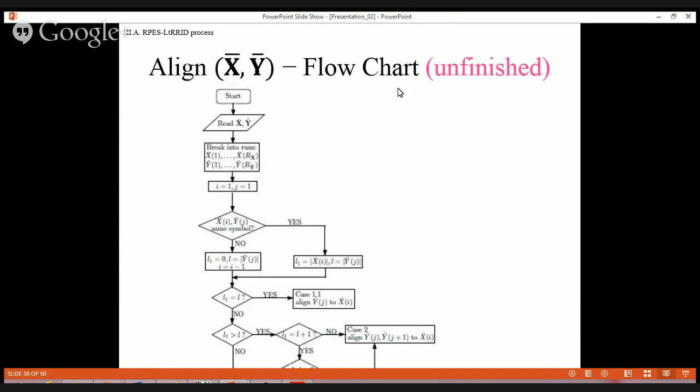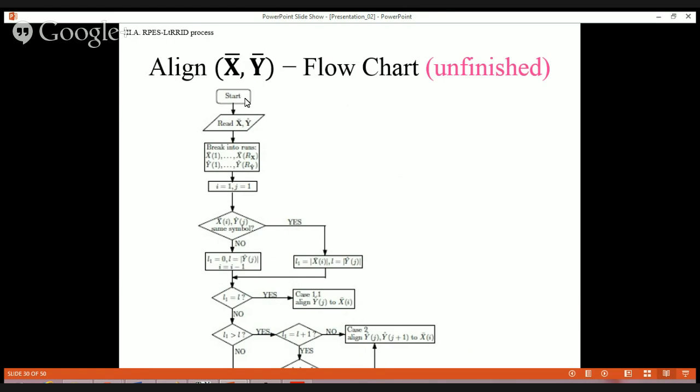So this is a flow chart showing the way to align X and Y hat. Sorry, again, this is a typo here. It's a long flow chart. I will decompose it and represent it in a better way before the submission.